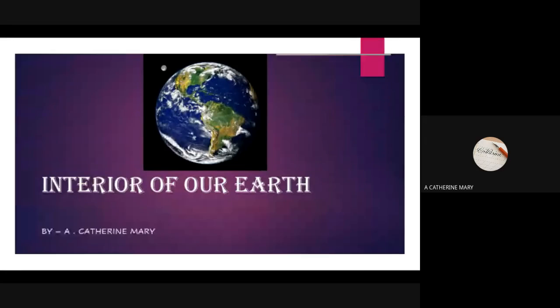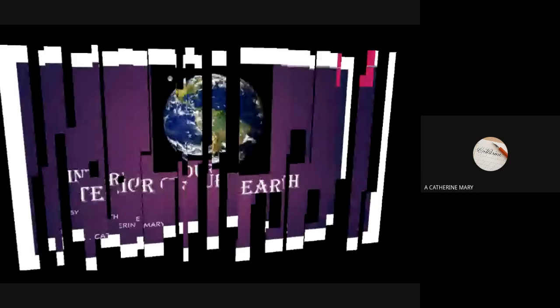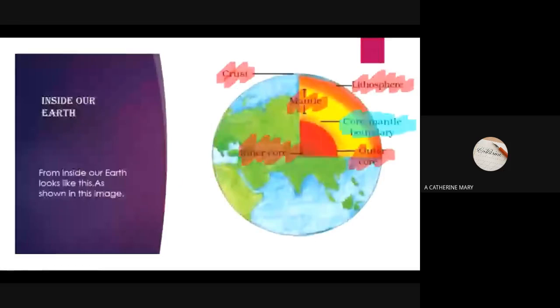Interior of our Earth. From inside, our Earth looks like this. The first layer is the crust, the second one the mantle, and the third one the core. There is a boundary between core and mantle that is known as the core mantle boundary.